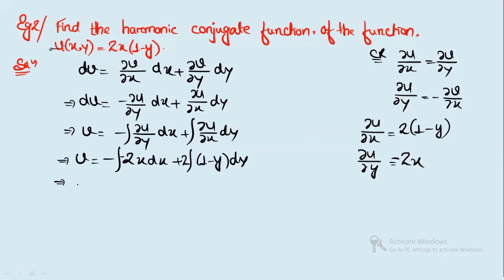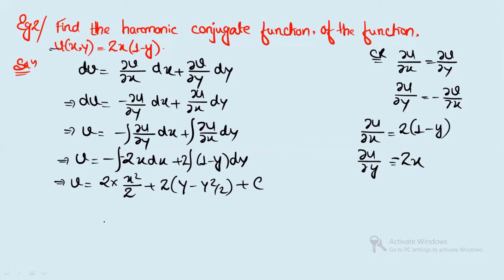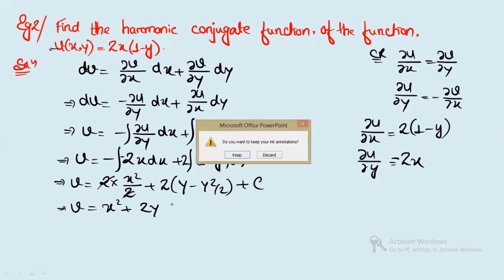So we will just integrate and see. This will give you plus 2 times the integration of x dx, which is x²/2, plus 2 times the integration of (1 - y) dy, which gives y - y²/2, and plus c, the constant term. So this 2 will get cancelled. You will have v = x² + 2y - y².